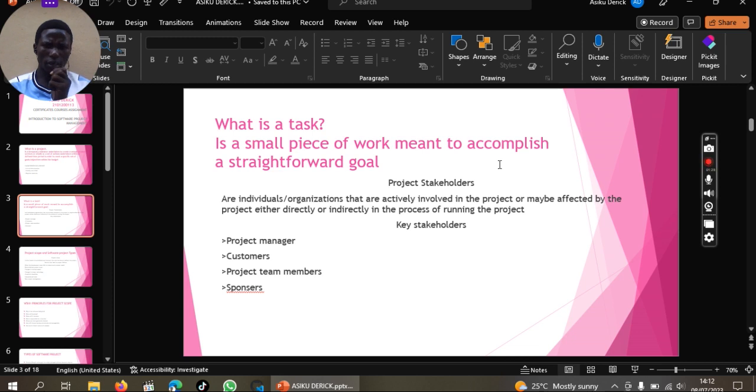Then let us understand the term project stakeholders. Project stakeholders are individuals or organizations that are actively involved in a project or may be affected by the project, either directly or indirectly, in the process of running the project or in the due course of the project. So who are these stakeholders? They can be the project managers, the customer, the project team, the sponsor. All these constitute the stakeholders of the project.